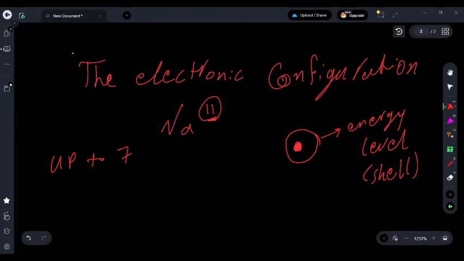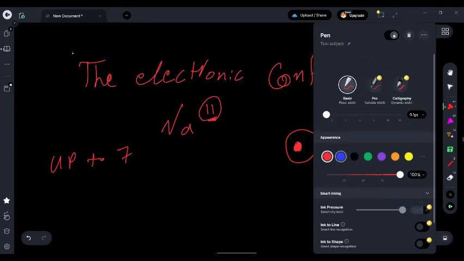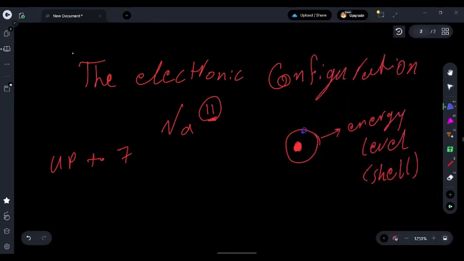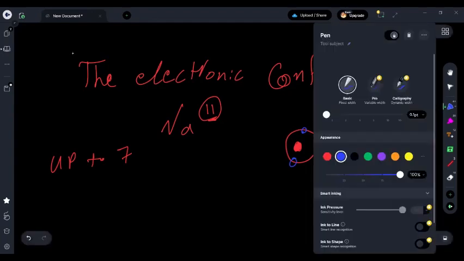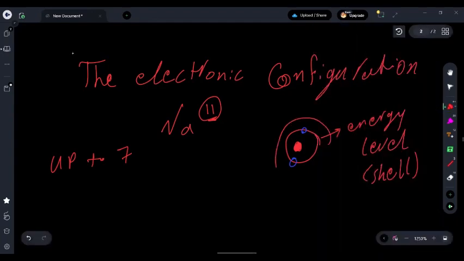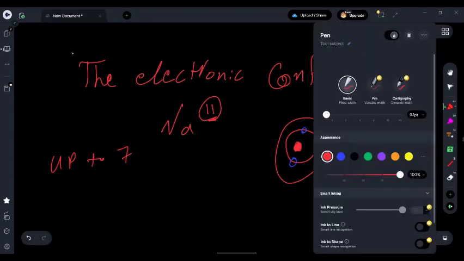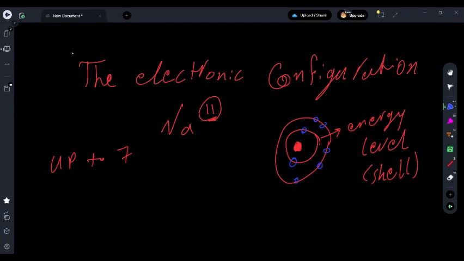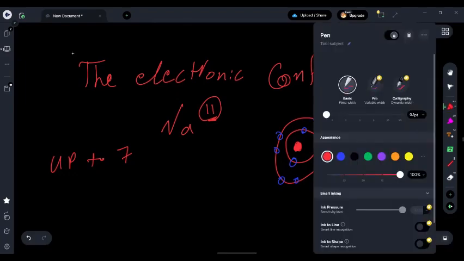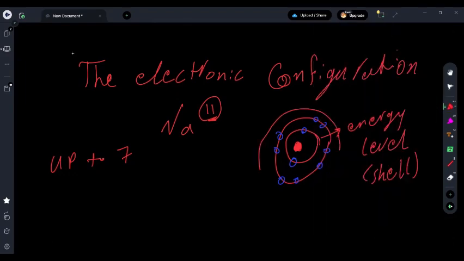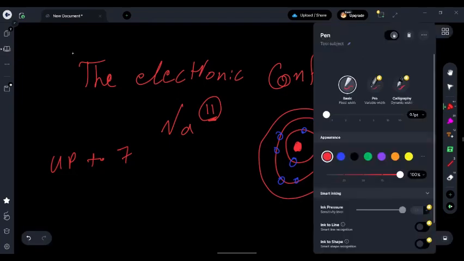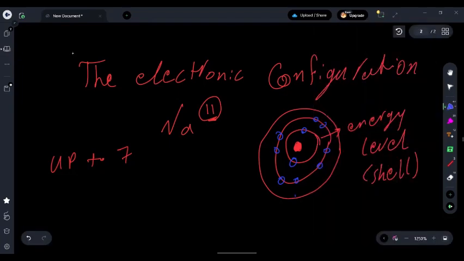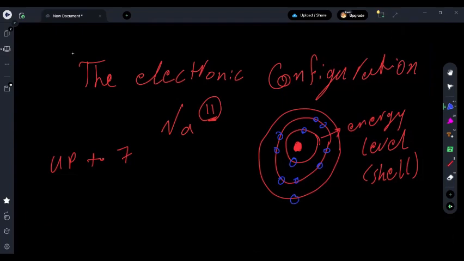So the first one all the time takes 2 electrons. The first level of the atom all the time takes 2 electrons, like that. The second energy level all the time takes 8 electrons. So we just draw 8 electrons inside this shell. Okay, like that. The third shell around that will take just 1 electron.